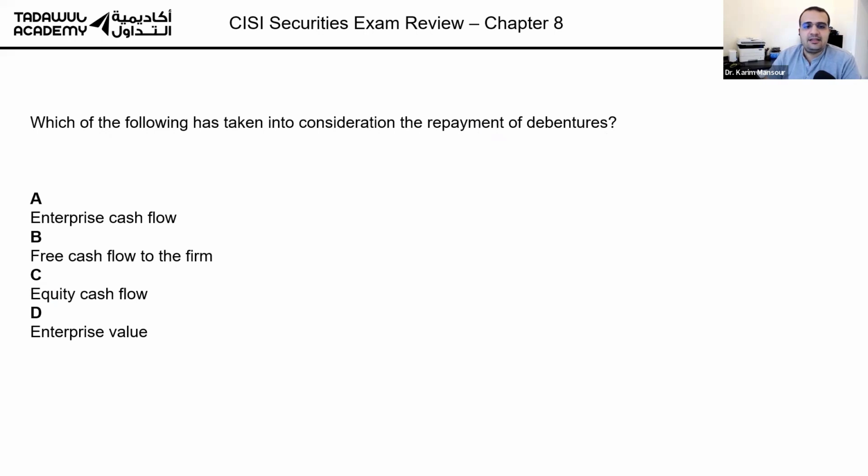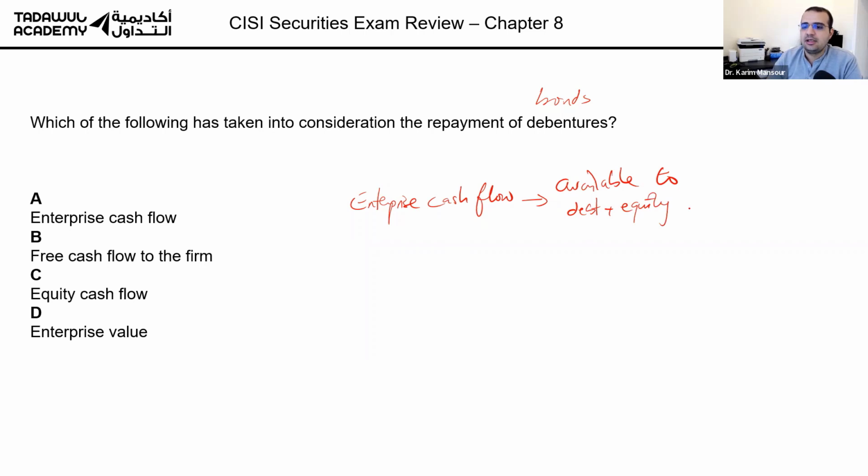Which of the following has taken into consideration the repayment of debentures? Debentures is bonds. So let's look at these quickly. So we've got enterprise cash flow. This is the cash flow which is available to debt and equity holders. So how much cash available to the whole company? Debt and equity holders. That's what we call the enterprise cash flow. Another name for it is the free cash flow to the firm.